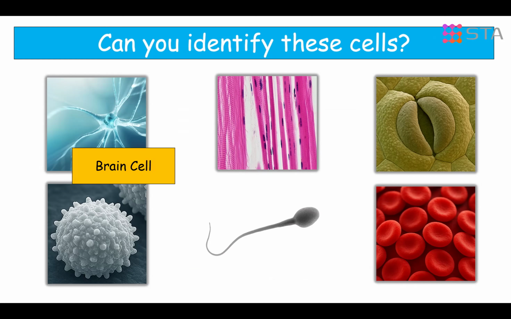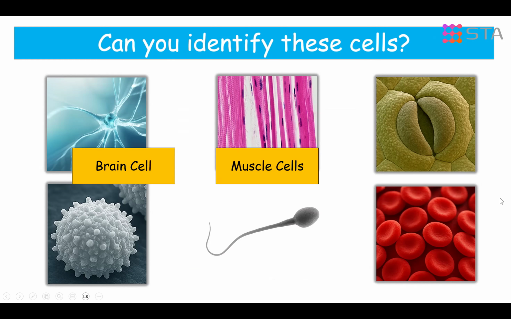So first of all, we have a brain cell. You can see there are lots of connections because lots of brain cells, of course, connect with each other in order to pass messages. More on that later. Number 2, they are muscle cells. Did you get that right? One of the things that's a giveaway is they have these stripes in them.